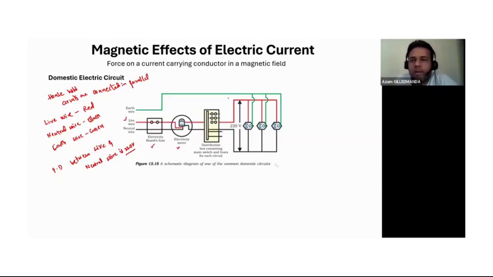Now, this green wire, what is this? Earth wire. Why is the earth wire connected? In case a greater amount of current flows into the device, then that excess amount of current is absorbed into the earth wire, and that earth wire is grounded into the earth.